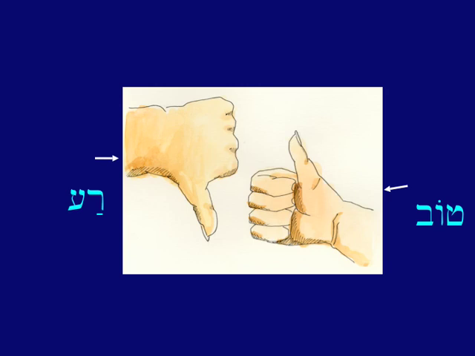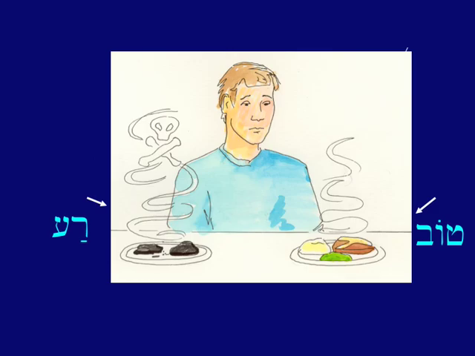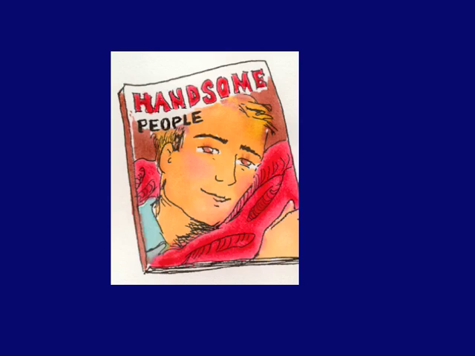Tov. Ra. The dinner on the right is Tov. The dinner on the left is Ra. We know, because he's in the magazine Handsome People, that this fellow is Yafeh. Note the segol hey.